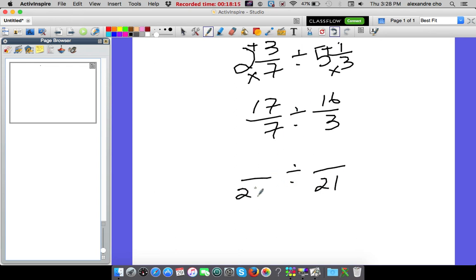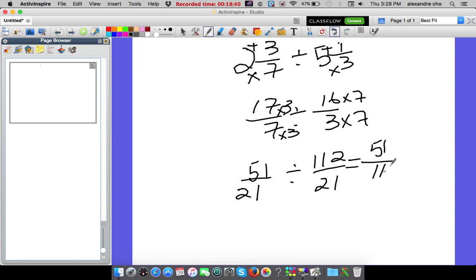Change both of them to 21. This is times 3, which is 51, I think. And then here is times 7, which is 112. We can cancel the denominators because all the sizes are the same. They're cut into 21ths. So essentially we're asking how many times can 112 go into 51. So it's 51 over 112, sorry. Can I simplify anymore? No. Okay, that's it.